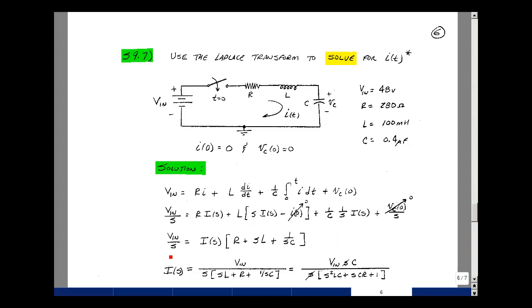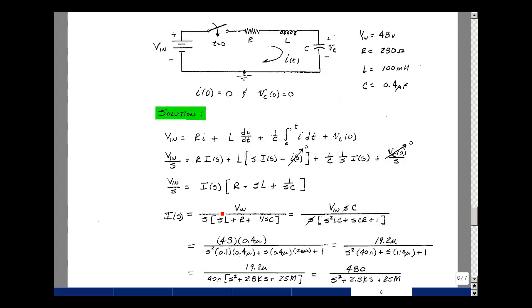So you have V in over S is equal to I of S times R plus SL plus 1 over SC. And now solve for I of S. So I of S is equal to V in divided by S, divided by this expression, which is SL plus R plus 1 over SC. Let's multiply numerator and denominator by SC. This then becomes S squared LC plus SRC plus 1, and then we've got the SC here in the numerator. The S's will cancel, and I'm left with V in times C divided by S squared LC plus SCR plus 1.